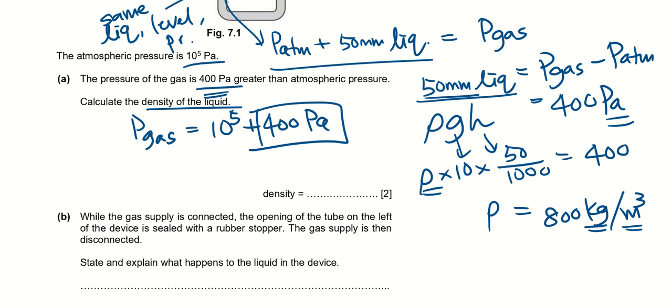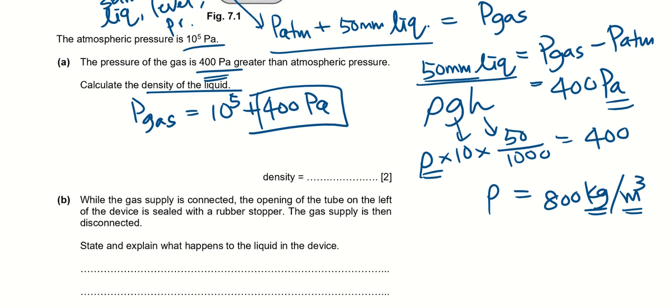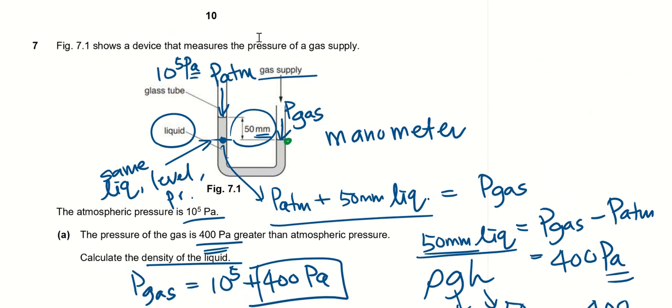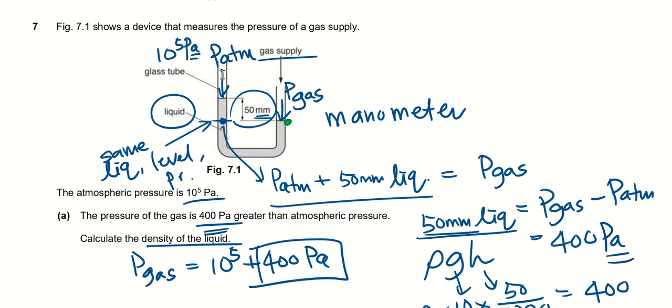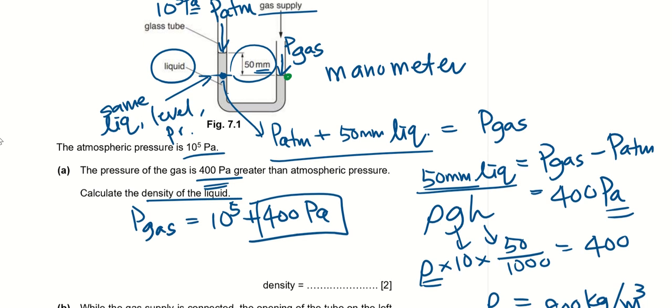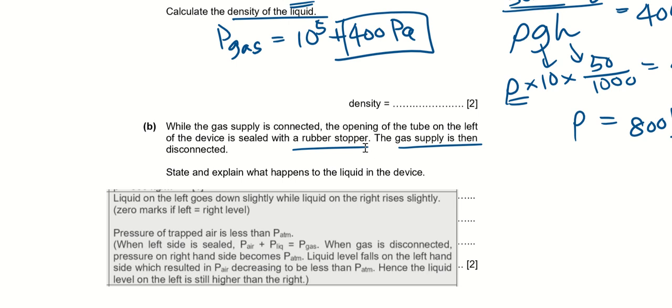Now, when the gas supply is connected, the opening of the tube on the left of the device is sealed with a rubber stopper. Then the gas supply is disconnected. So explain what happens to the liquid in the device. If I were to seal it with a rubber stopper, what does it mean?